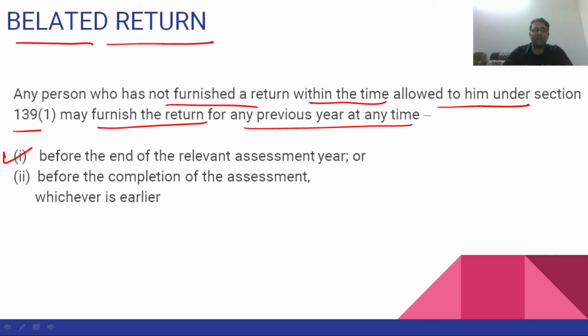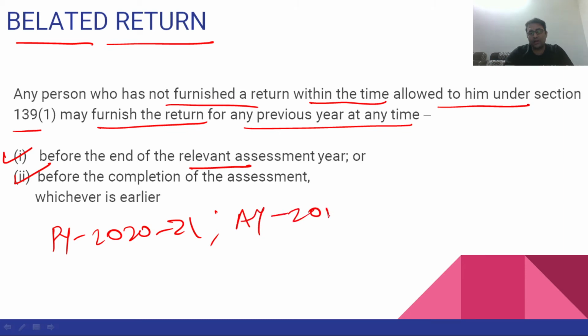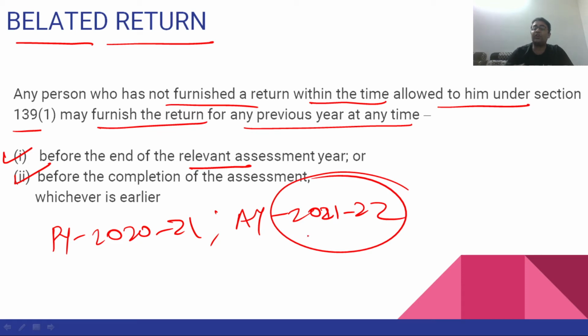You can file it before the end of the relevant assessment year or before the completion of assessment, whichever is earlier. So in case the previous year is 2020-21, the assessment year for that is 2021-22. So before the end of the relevant assessment year, you can file a belated return, or before the completion of assessment, whichever is earlier. Okay, so this is the provision for a belated return. Take a minute, go through this, and then we proceed.